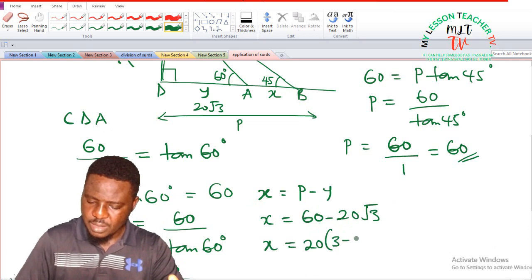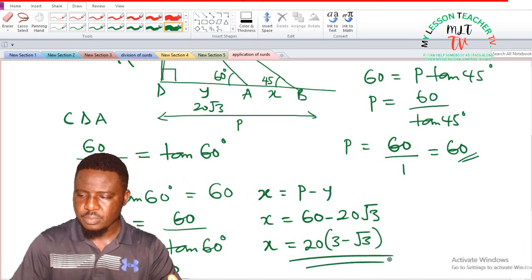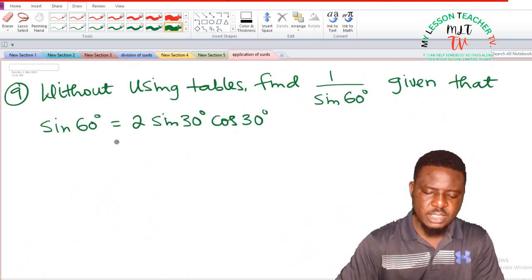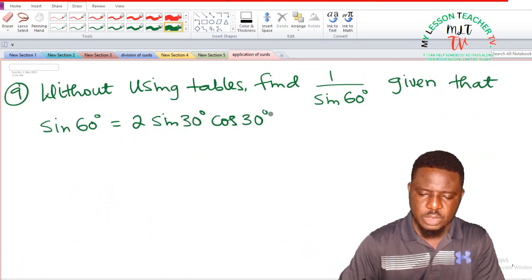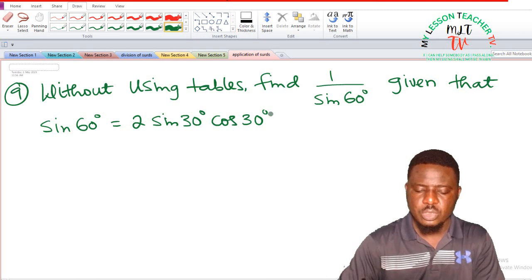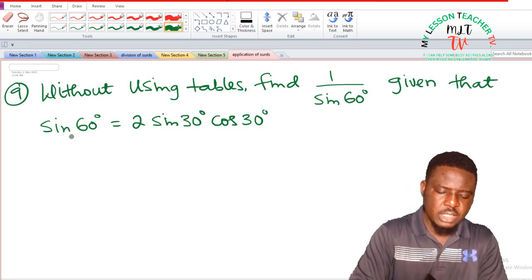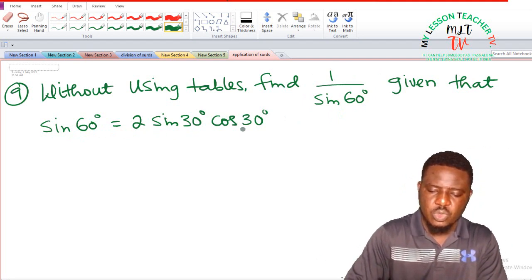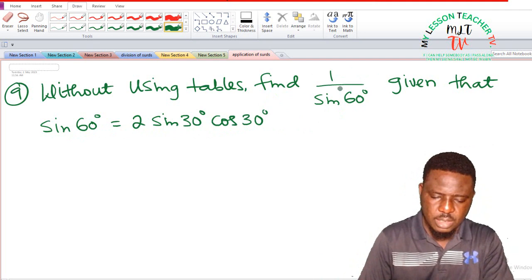This is 20 into bracket 3 minus root 3 as your answer. Question 9 says, without using tables, find 1 divided by sine 60 degrees, given that sine 60 degrees is equal to 2 sine 30 degrees cos 30 degrees. All you need to do is to replace sine 60 degrees in this expression with 2 sine 30 degrees cos 30 degrees, and then get the values for cos 30 degrees and sine 30 degrees and substitute, and that gives you your answer.